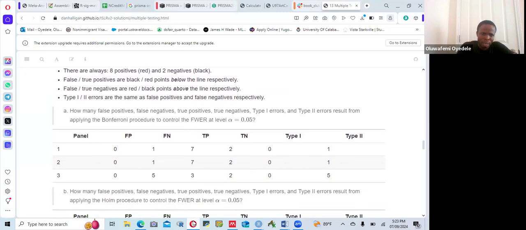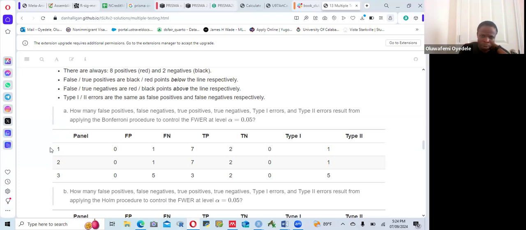So they ask, how many false positives, how many false negatives, how many true positives, how many true negatives, how many type one errors, and how many type two errors result from applying the Bonferroni procedure to control the family-wise error rate at the 0.05 level? When we look at the figure, we have three panels, panel one to panel three.